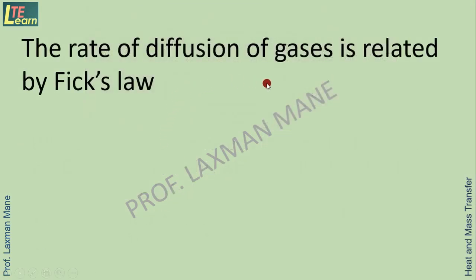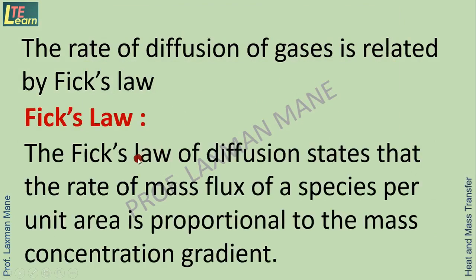The rate of diffusion of gases is related by Fick's law. Thus, Fick's law of diffusion states that the rate of mass flux of a species per unit area is proportional to the mass concentration gradient, means concentration difference.